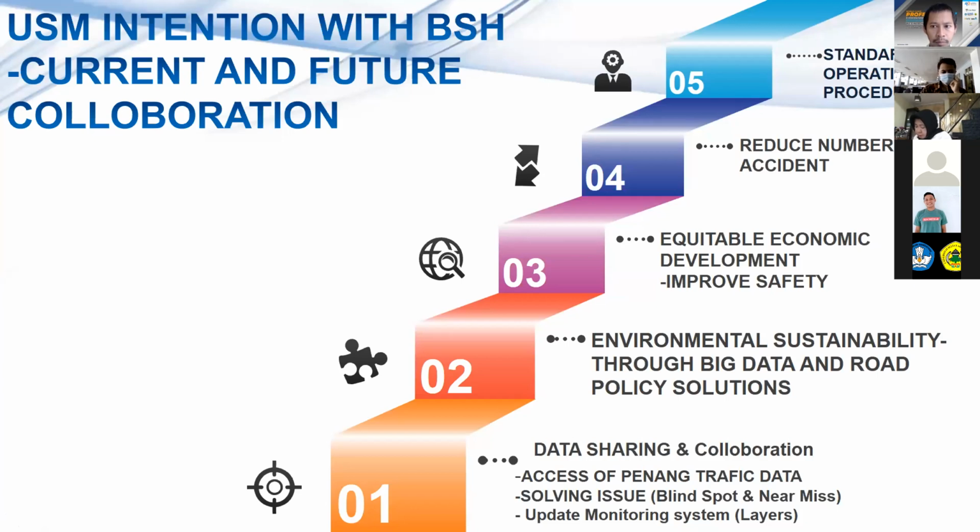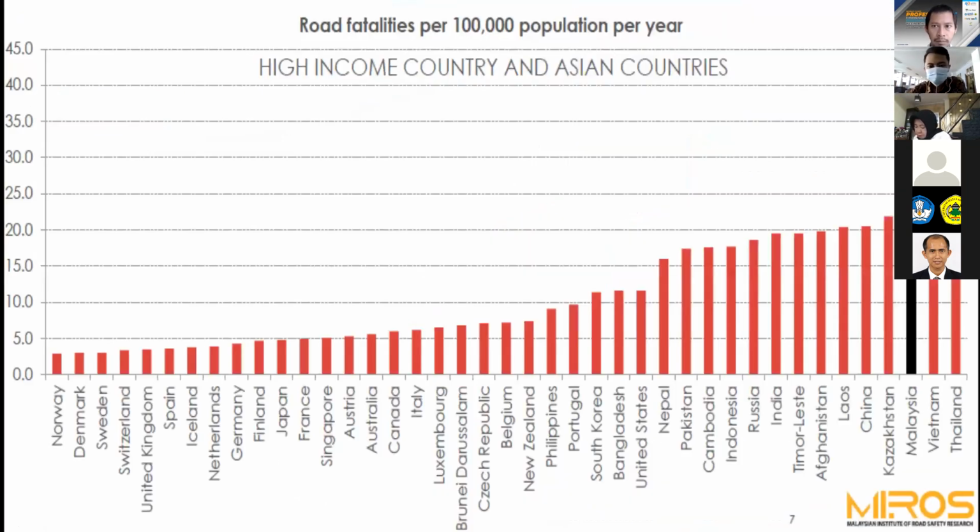Third, we're going to work on equitable economic development, or improving safety using the CCTV data and image processing from the data. Definitely, when you're talking about image processing, you need a classifier, which is artificial intelligence. And finally, we can do it as a standard operating procedure. If you look here, Malaysia, Thailand, Vietnam, and Indonesia are actually in a similar range. We are a country with a very high rate of accidents.